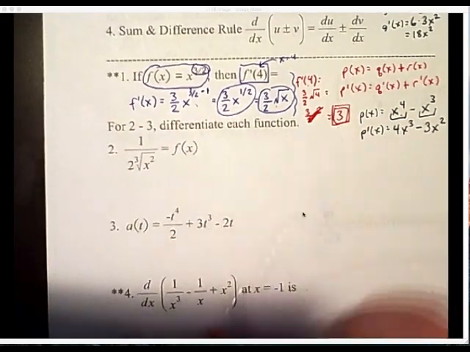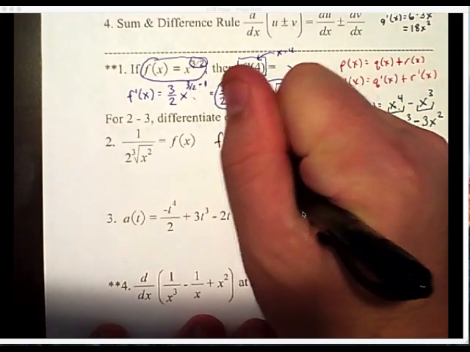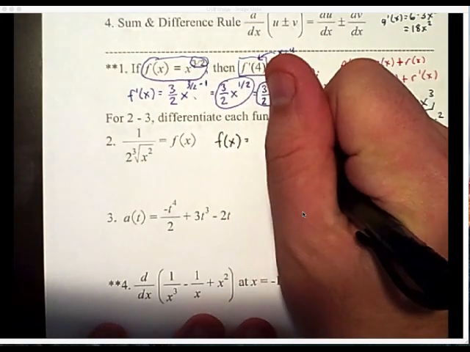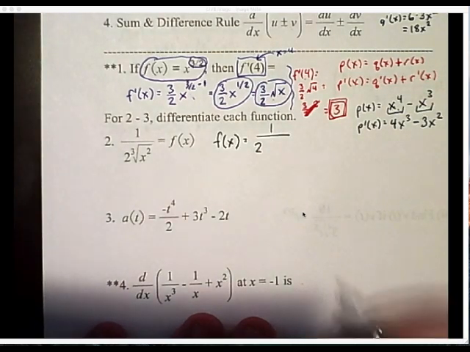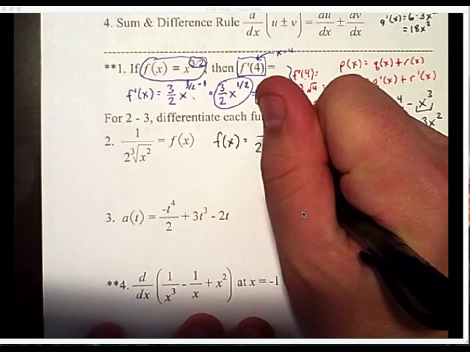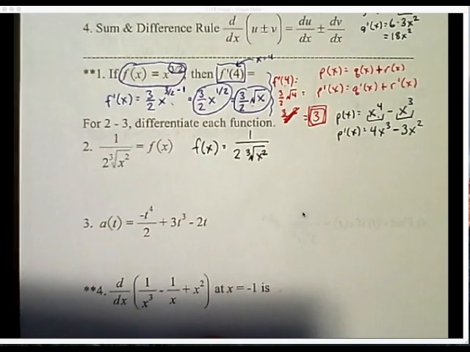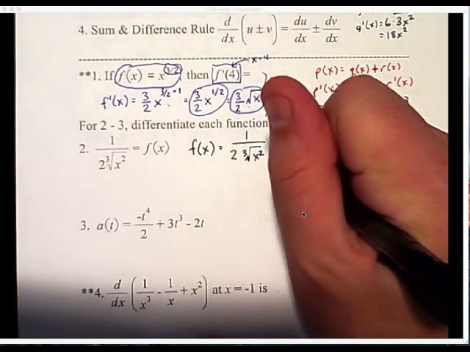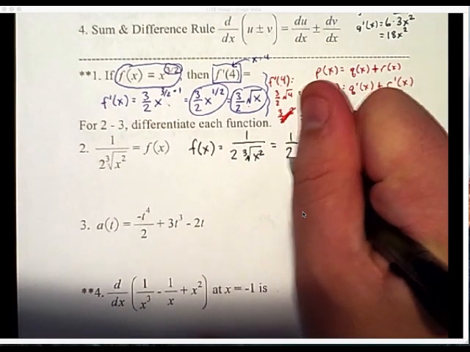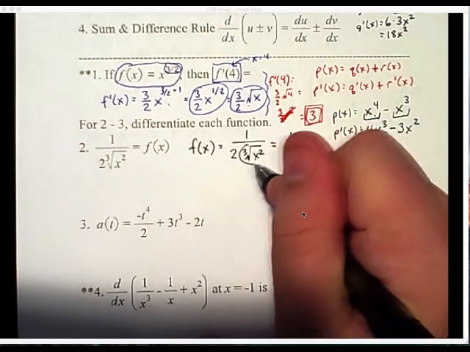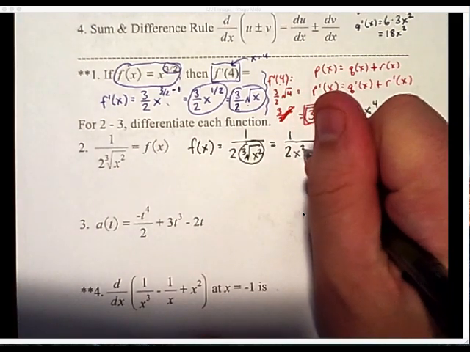So number 2 is a little bit harder. All right. Here it says f of x equals 1 over 2 times the cube root of x squared. It's going to be really hard to find the derivative when it's written like this. So I'm not going to take any derivatives yet. All I'm going to choose to do is rewrite this radical piece as a fractional exponent. So I can write that as x to the 2/3 power.